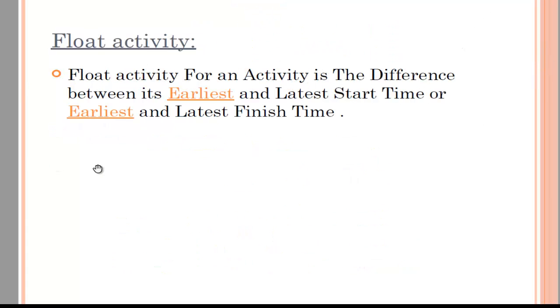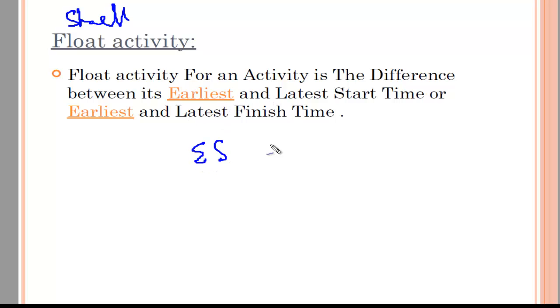And then we have one more thing that's called a float activity. It's also called the slack. We used to call it a slack or the float activity. This is how much we can adjust. We will see this, we'll understand it properly. But what is the float right now? It is the difference between the earliest and latest start time.